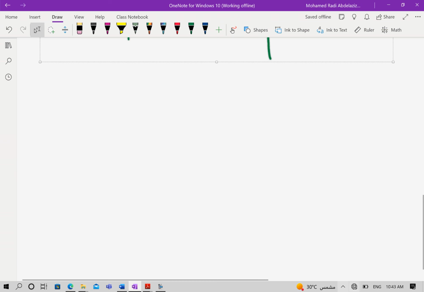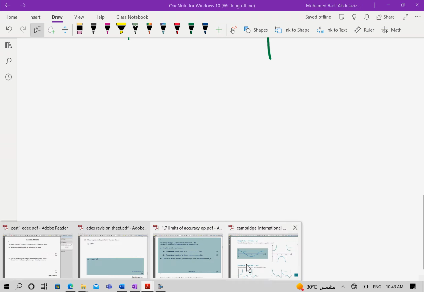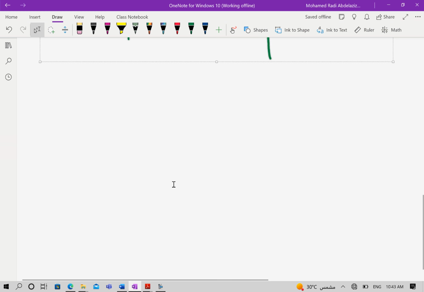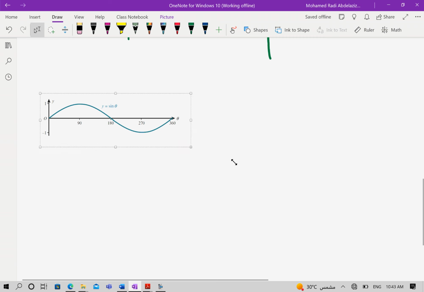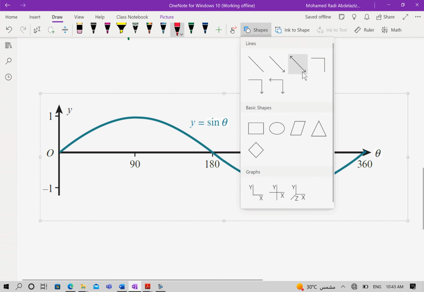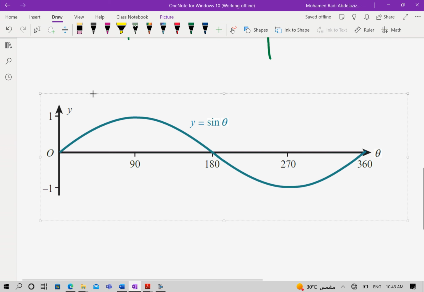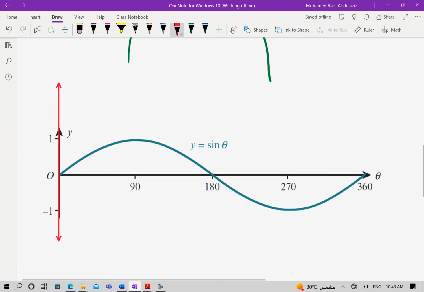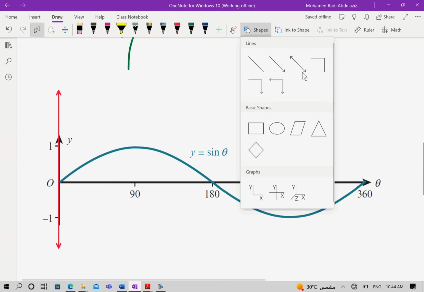If we go back to the graph of sine and its reciprocal again, the graph of sine started from 0, 1, 0, minus 1, 0. How to sketch a graph of cosec? The asymptote lines at 0, at 180, and 360.